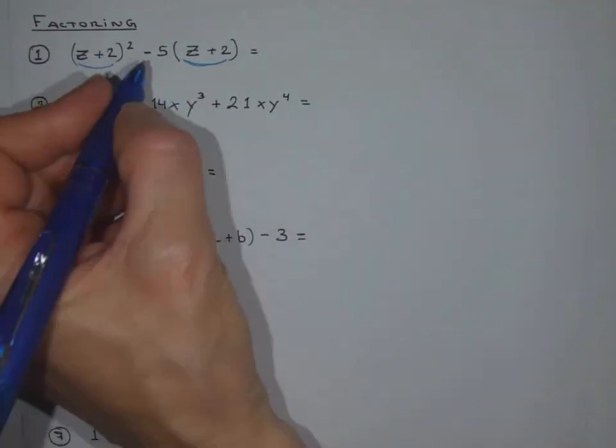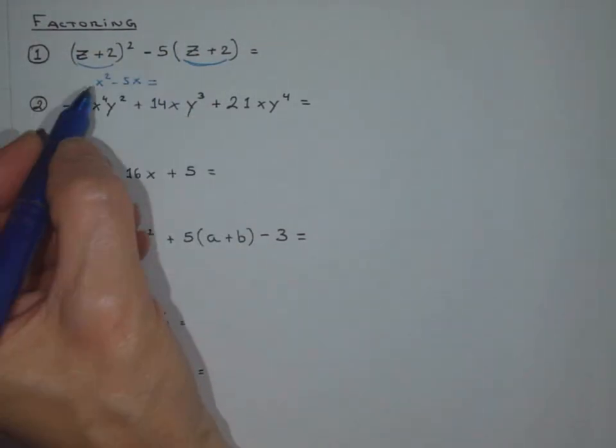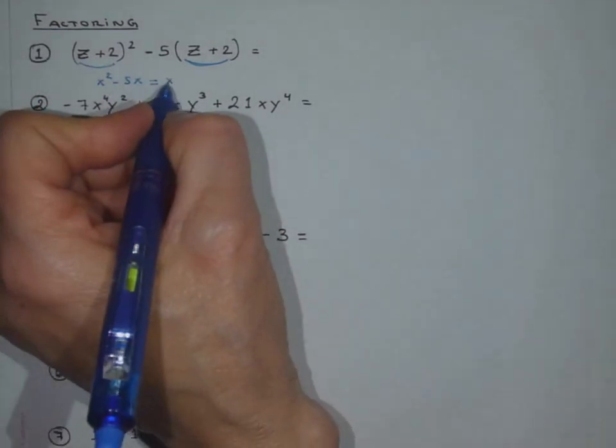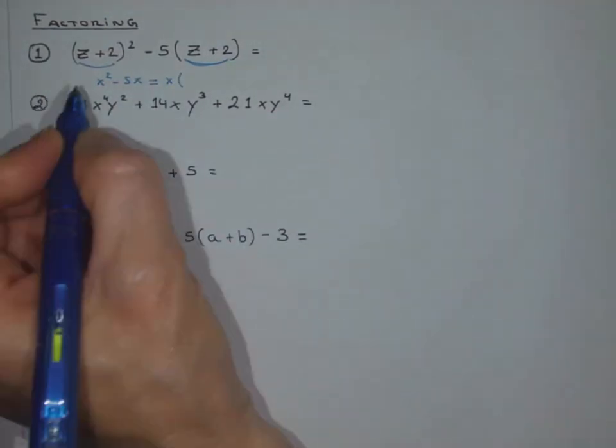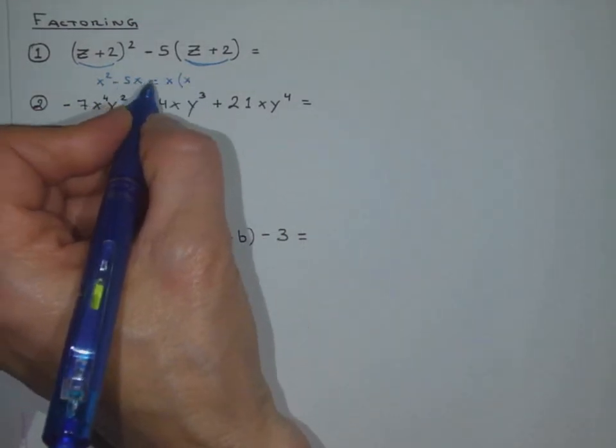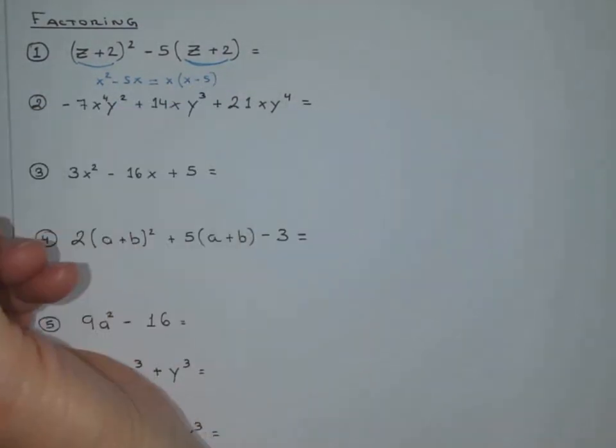If you would have that and you needed to factor this, what do both of those terms have in common? It would be an x, right? So you would factor out an x. And then x squared divided by x would be x, and then negative 5x divided by x would be negative 5. So that's what you would have.